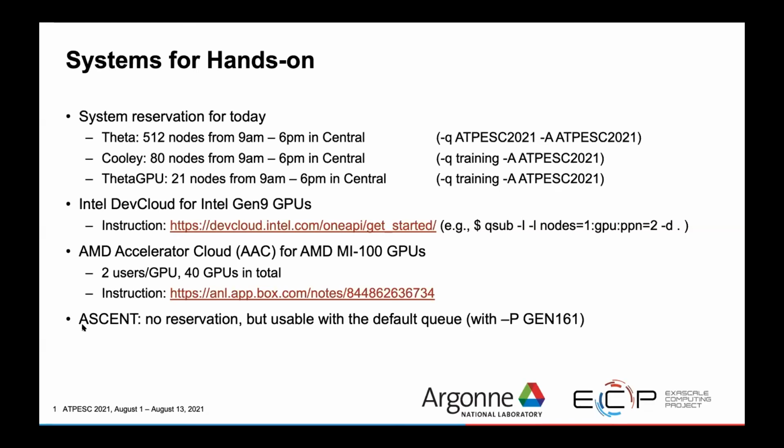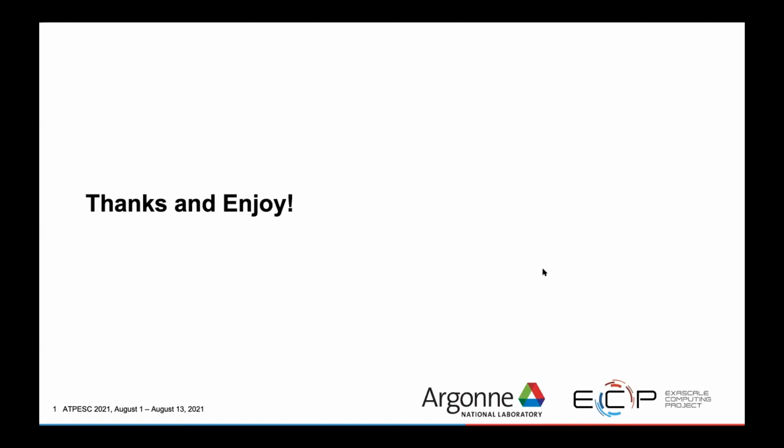And Ascent is also a very nice NVIDIA V100 resource, right? You don't have a reservation, but you can just use the default queue with this project code, and you can use the NVIDIA V100 GPUs from Ascent. So I think this is all for the introduction. I think I used 5 more minutes, so sorry about that. Thank you for joining this tools track, and enjoy.